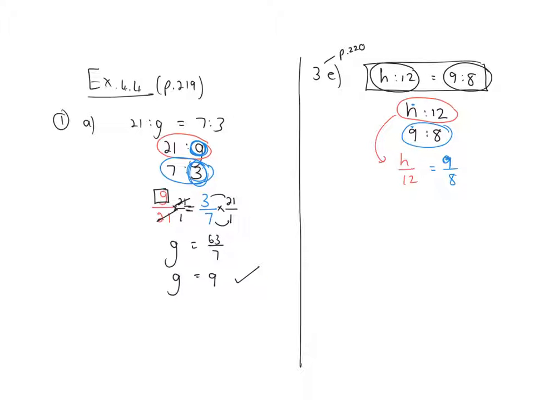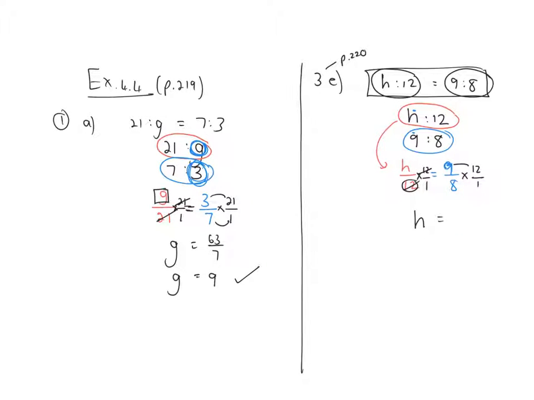We need to get rid of the 12 here. We don't want that here because we want h alone. So we're going to times by 12 over 1 on that side, but also 12 over 1 on that side. The 12s will cancel. We'll be left with h on that side. 9 times 12 is 108. So 108 divided by 8, which is 13.5.